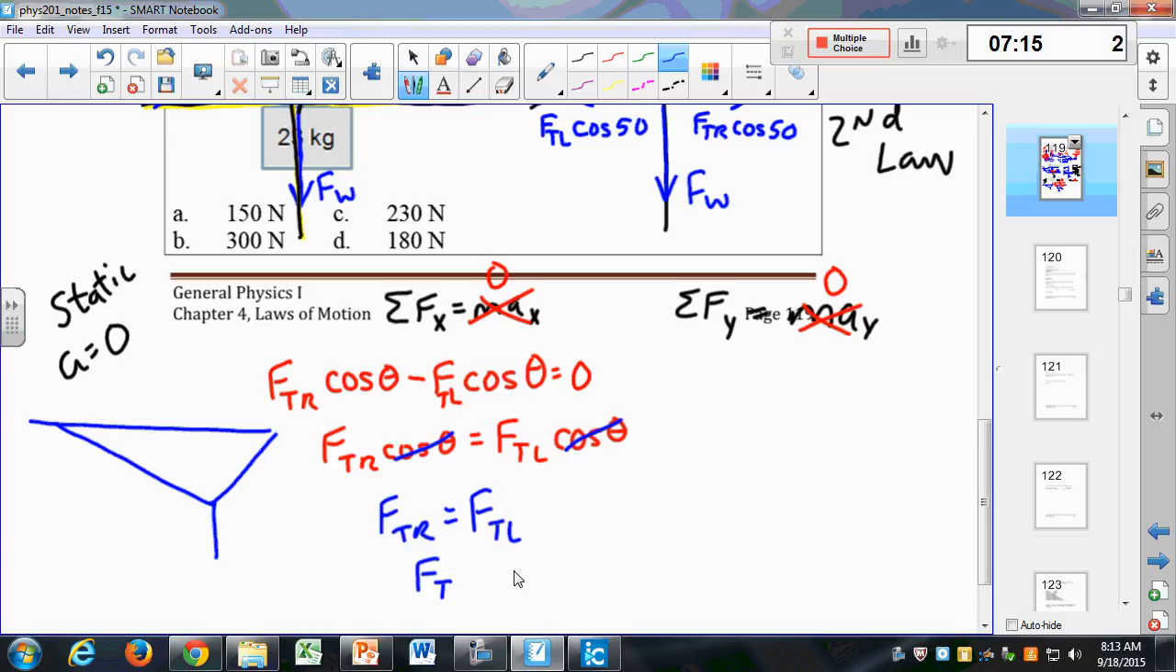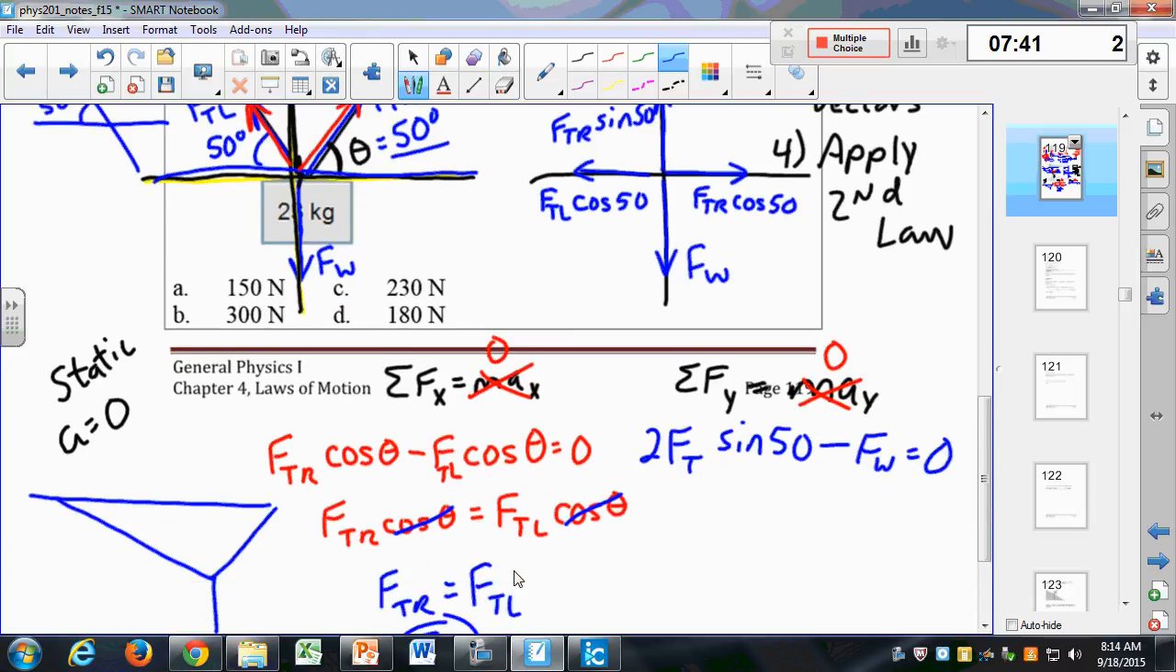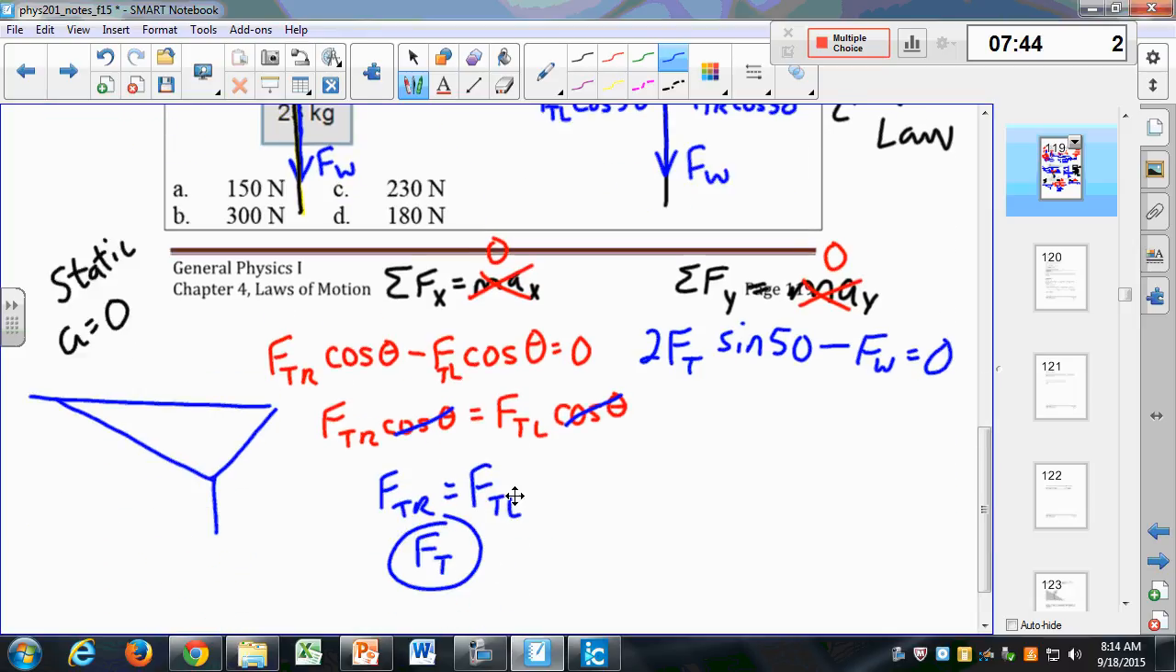All right, so I'm just going to call these both FT, and then I can go over to my sum of the forces in the y direction. I have FT sine of 50. Since I know they're equal, I'm just going to multiply them by 2, because FT sine 50 plus FT sine 50 is just 2 FT sine 50 minus FW, and that's equal to 0. I'll leave you there to finish that up, okay? And go ahead and click in your answer. Although basically the answer is done now. You just have to solve this equation for FT.